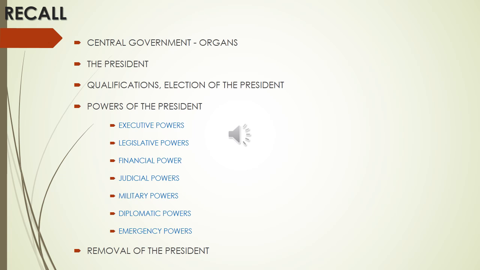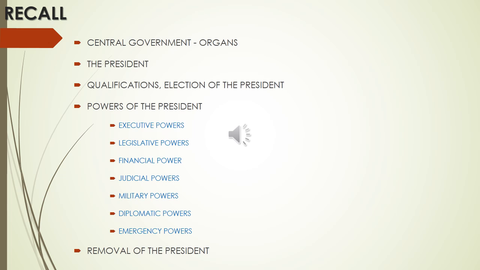The president may send his resignation letter to the vice president, or he may be removed from office through impeachment. So there are only two processes: impeachment or signing his resignation letter. And if he dies before completing his term of office, then the office becomes vacant. Thus the president can be removed. Okay, so we have discussed these things in our previous class.